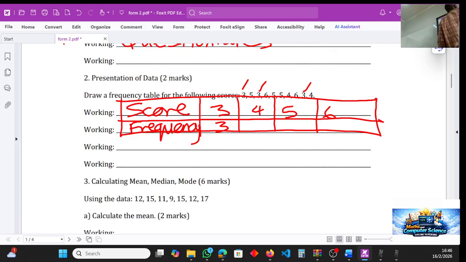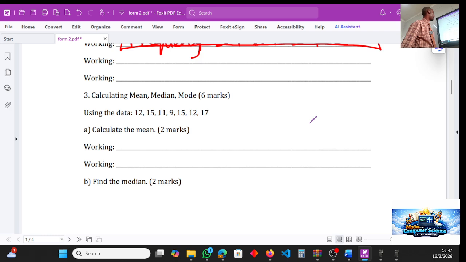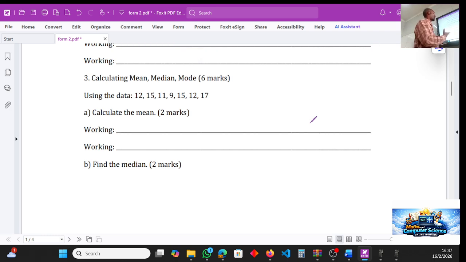When I'm moving to 4, I can check this: 1, 2. So 4 is appearing twice. When I move to 5, 5 is appearing 1, 2, 3 times. Then I'm left with 6, which is obviously appearing 2 times. That's our frequency table for the given values above. Then the next step, we are interested in the calculations involving measures of central tendency, that's mean, median, and mode.